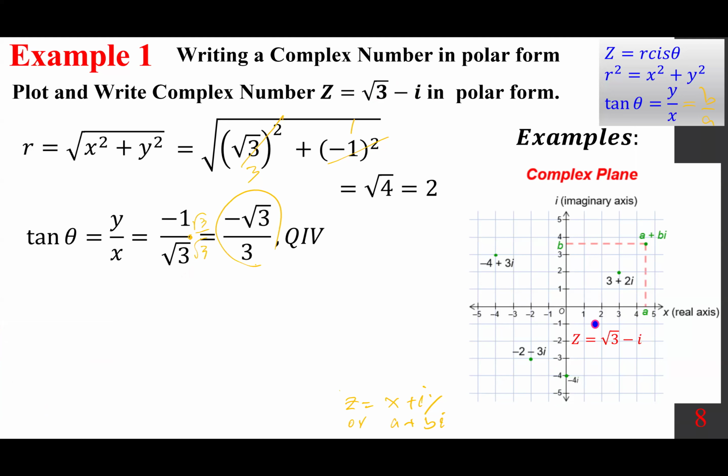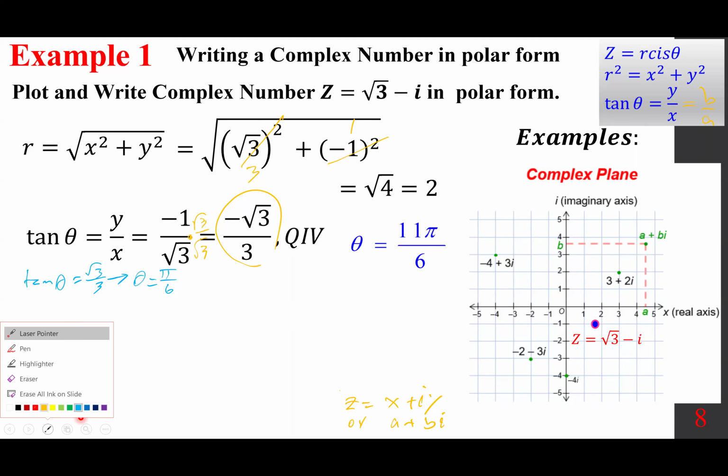And we should recognize the quadrant is the fourth quadrant. And to understand the angle, I'm going to remind you that if tan theta was positive square root of 3 over 3, then theta would be pi over 6. And now which is negative? It's negative pi over 6. Negative pi over 6 is the same as 11 pi over 6. Okay. If you want to go with positive, we put it that way.